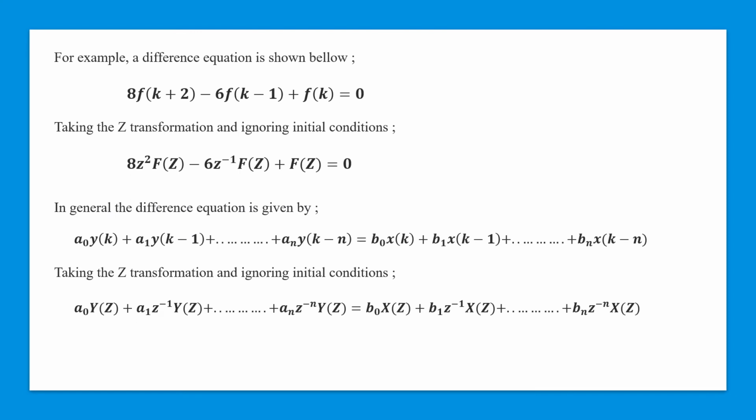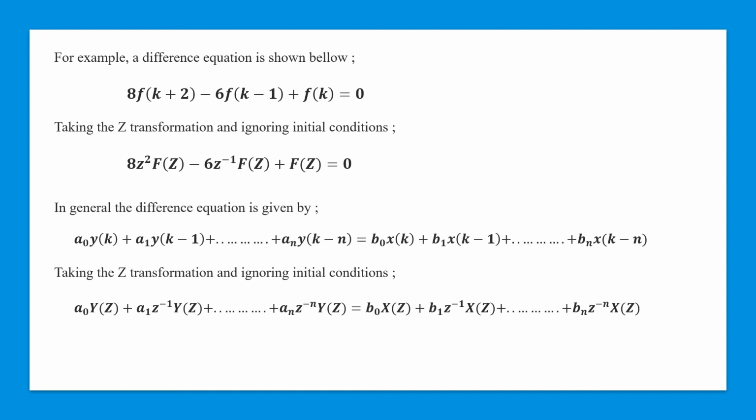Normally, the shifting theorem is used to get the Z transform of the difference equation. For example, if we consider a difference equation, that is 8 f(k+2) - 6 f(k-1) + f(k) = 0. Now if we take the Z transform on both sides, and ignore the initial conditions, then the equation will become 8z² F(z) - 6z⁻¹ F(z) + F(z) = 0.